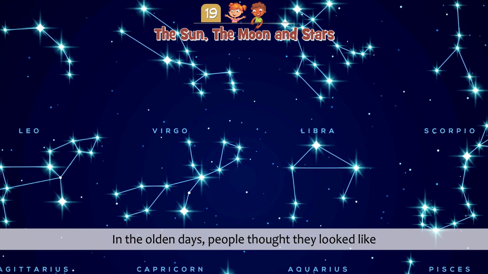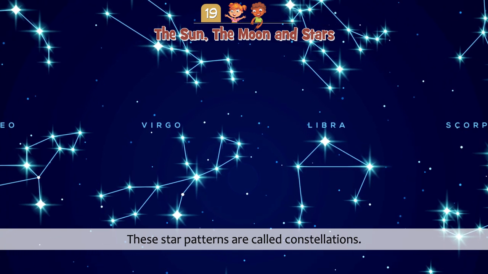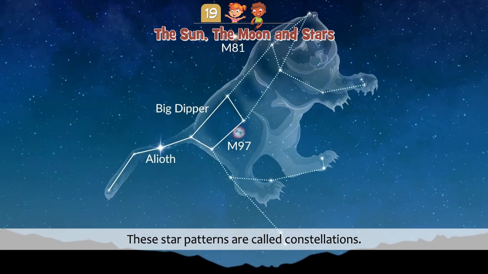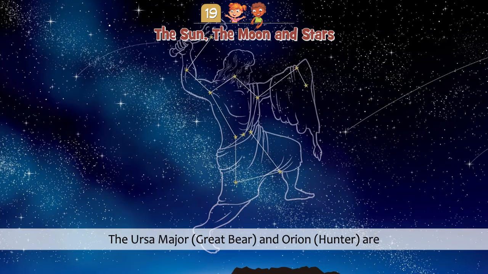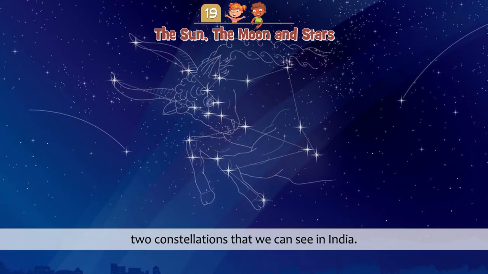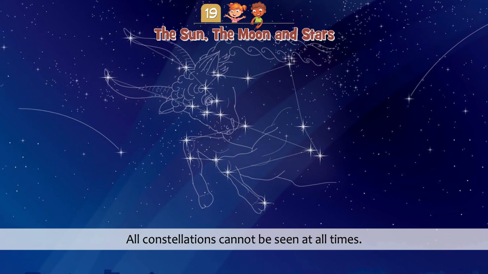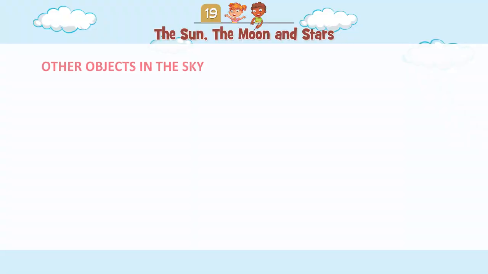In the olden days, people thought they looked like animals and other things, and they gave names to the patterns. These star patterns are called constellations. The Ursa Major, Great Bear, and Orion, Hunter, are two constellations that we can see in India. All constellations cannot be seen at all times. They appear according to the seasons.